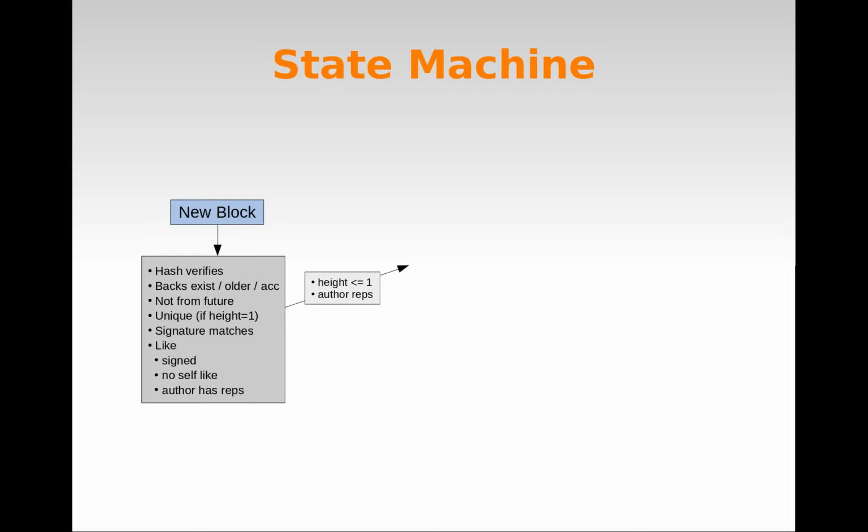It is immediately accepted if it's the first blog post or if the author has a reputation. In this state, the post is retransmitted to other hosts and is also linked by new blocks. Otherwise, the block remains blocked until it gets a like from others.